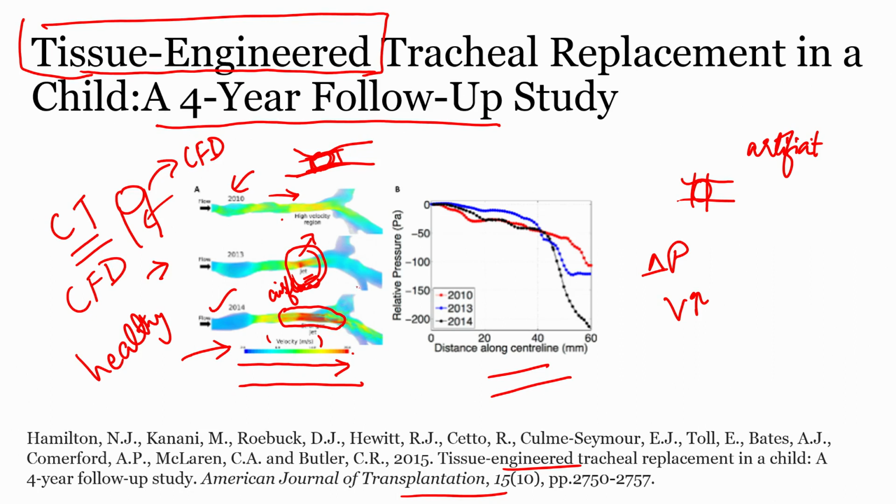The color contour here was used so that we understand where the change in velocity is, and this plot here across the tracheal length shows the change in pressure drop. An increase in velocity corresponds to a significant decrease in pressure, which means there is something abnormal happening with the organ here.